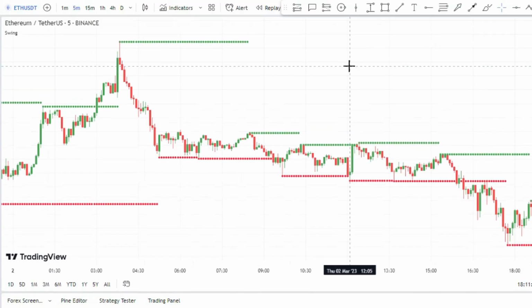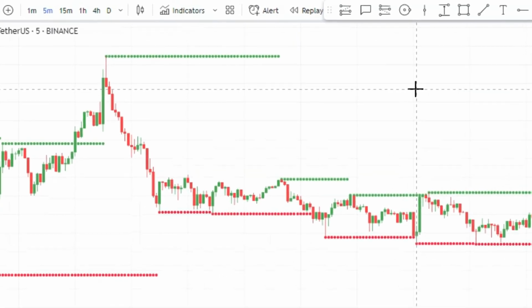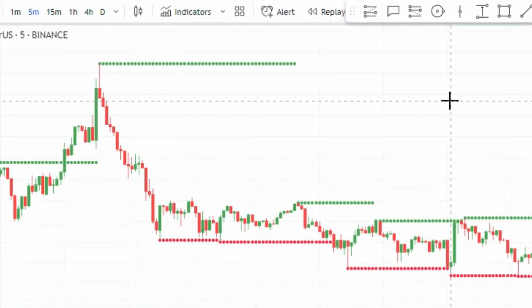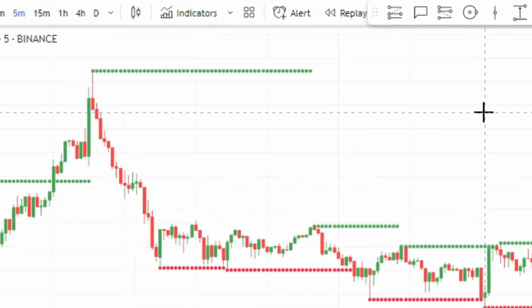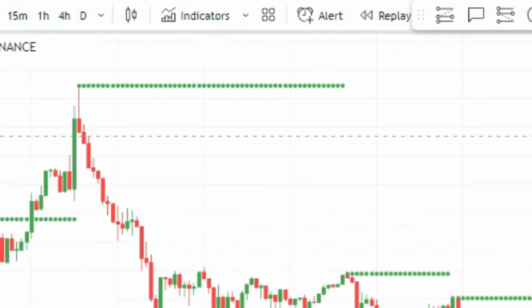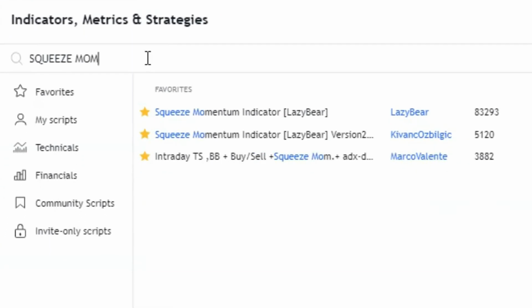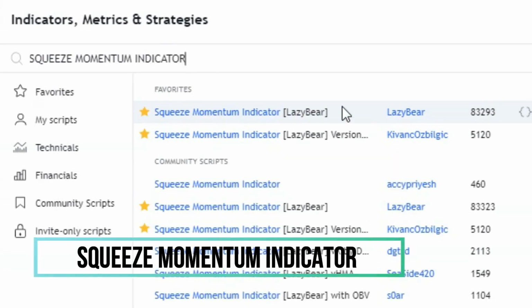One of the most common mistakes that traders make is relying on a single indicator to make trading decisions. While using one indicator may provide some insights into the market, it is always better to confirm the signals with one or more additional indicators. Therefore, in addition to using the swing high low support and resistance indicator, we will also use the squeeze momentum indicator to confirm our buy or sell signals.